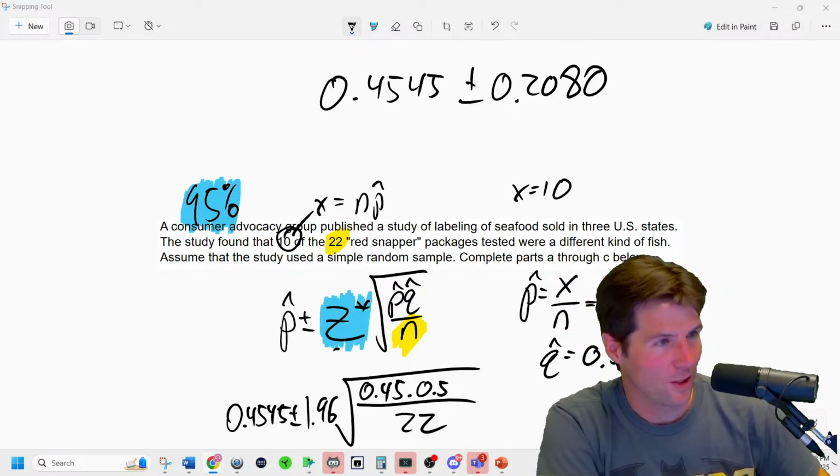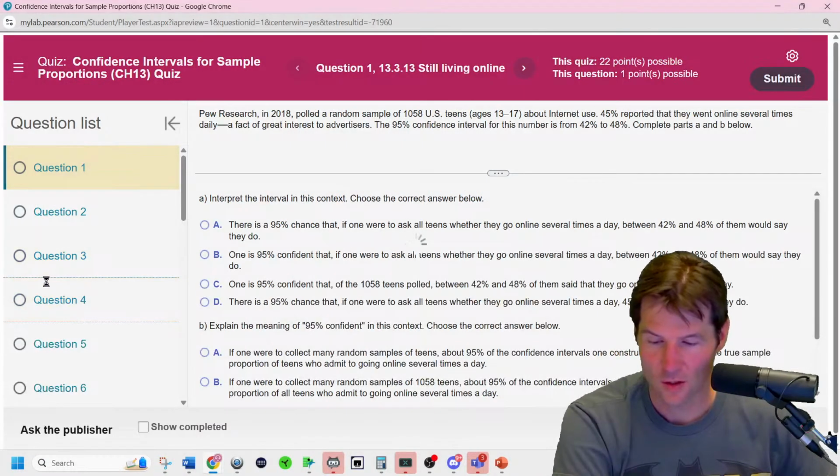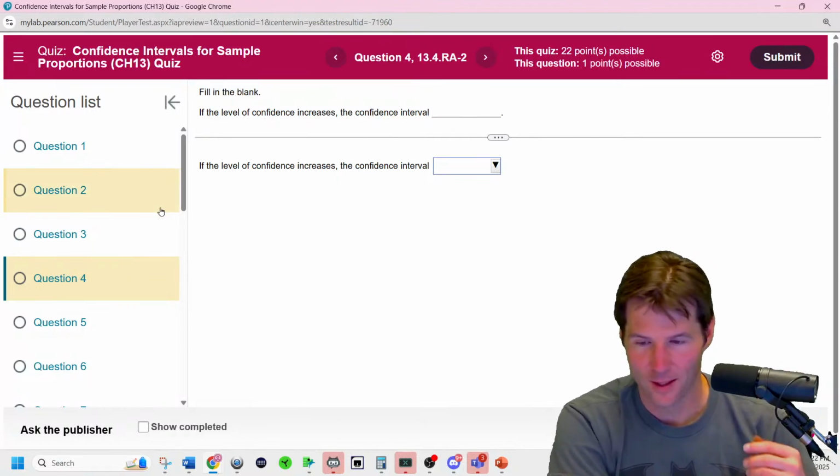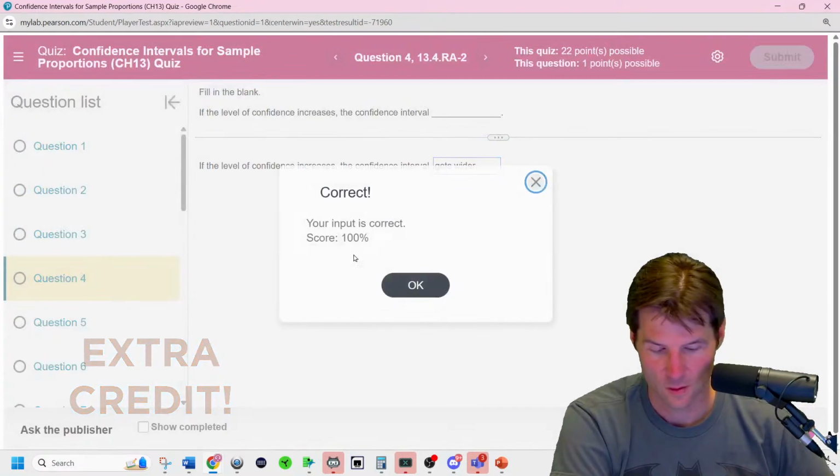So, man, there's a lot of questions on the quiz of this. But we've covered pretty much every possible thing. A lot of them are just like interpreting intervals. Thank you, Nancy, right there, helping out. If the level of confidence increases, the confidence interval gets wider. That's true. It's facts.